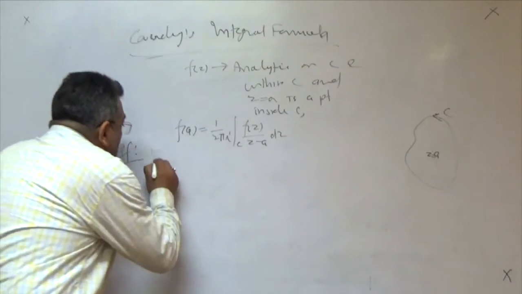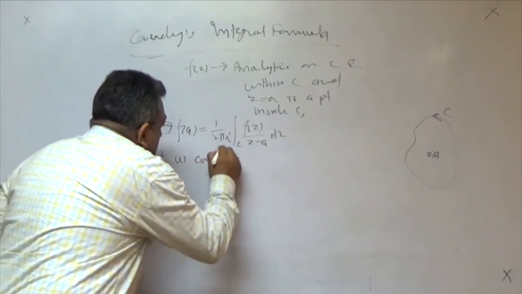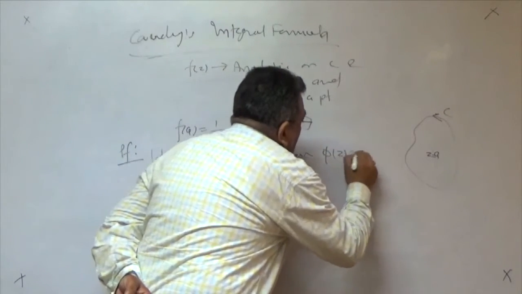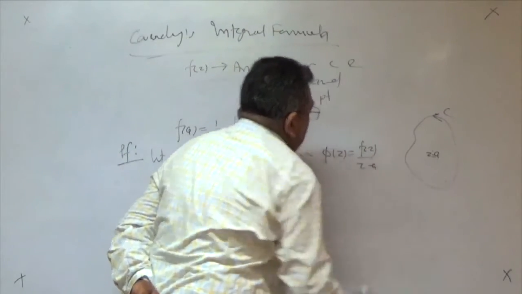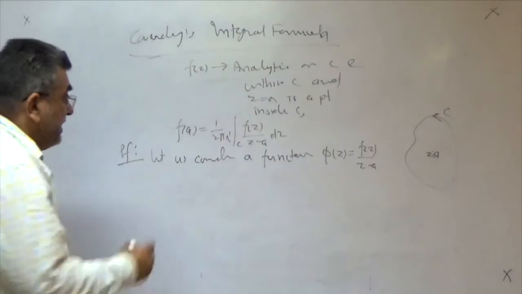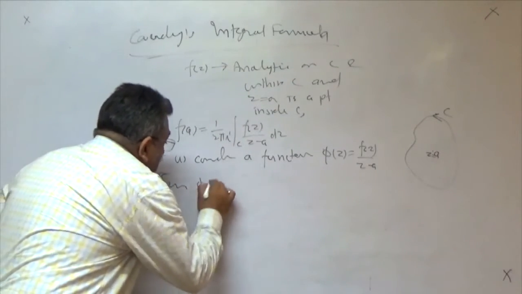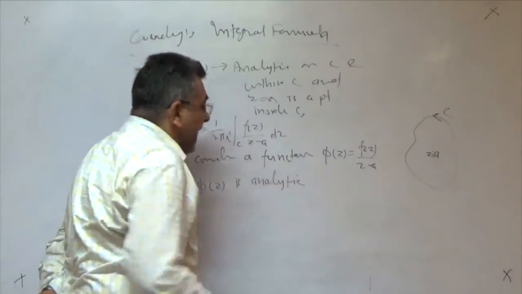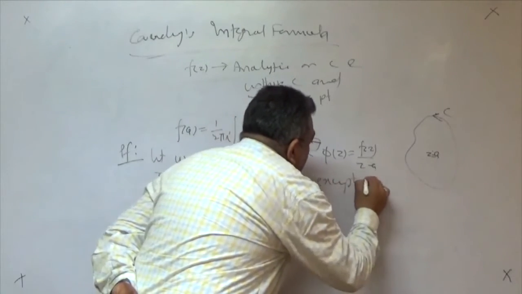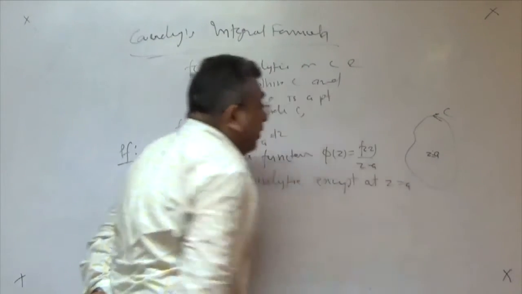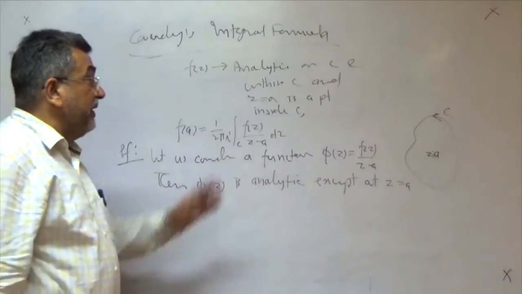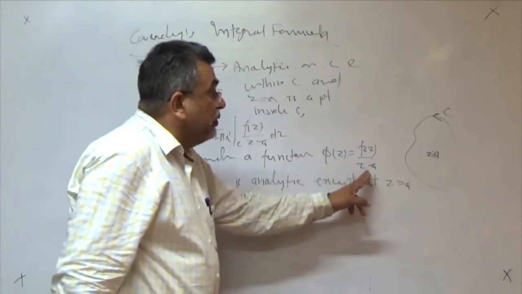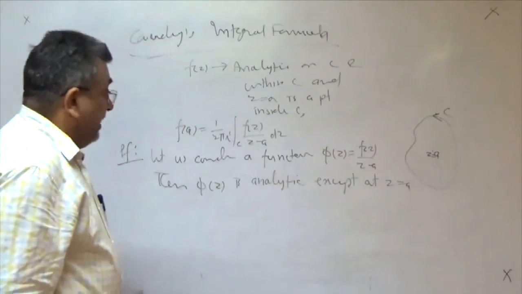For proving this, let us consider a function phi of z as f(z) upon z minus a. Then you see that phi(z) is analytic except at point z equal to a, because f(z) is analytic, as given in the statement of Cauchy's integral formula. So phi(z) is also analytic except at z equal to a.